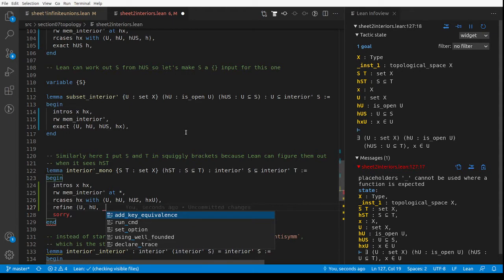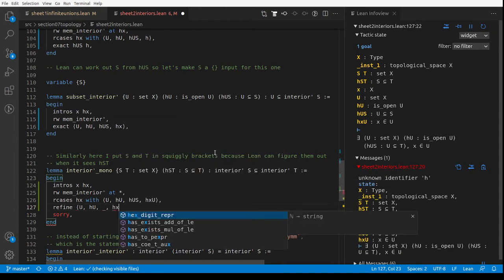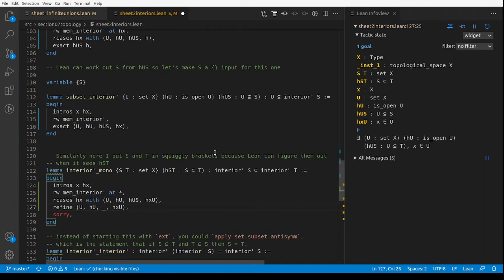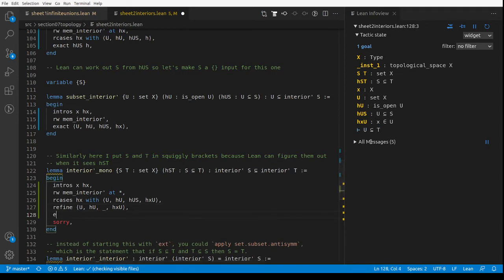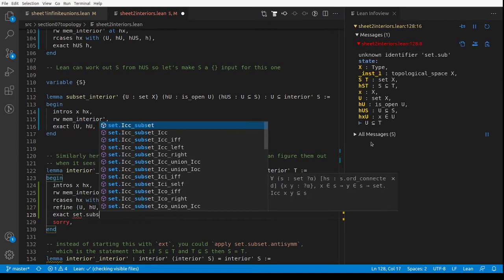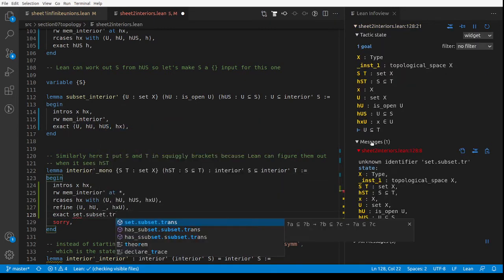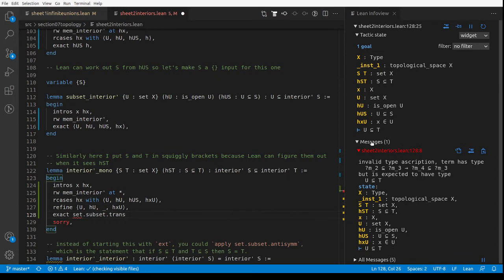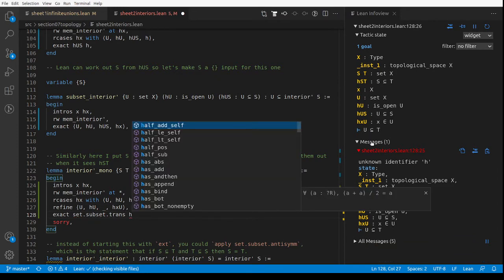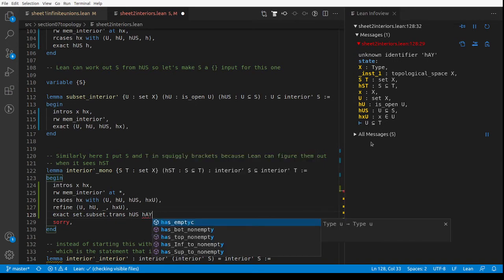And then I need to prove that X is in U, and that's HXU. So there we go. And now I've got to prove that U is a subset of T. But U is a subset of S, and S is a subset of T. So we could do it like this: exact set.subset.trans, there we go, HUS HST.